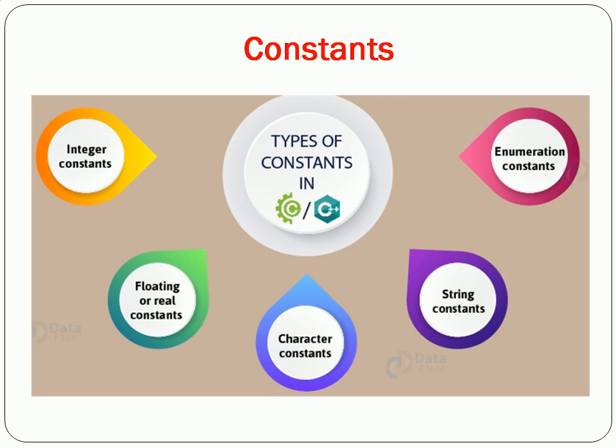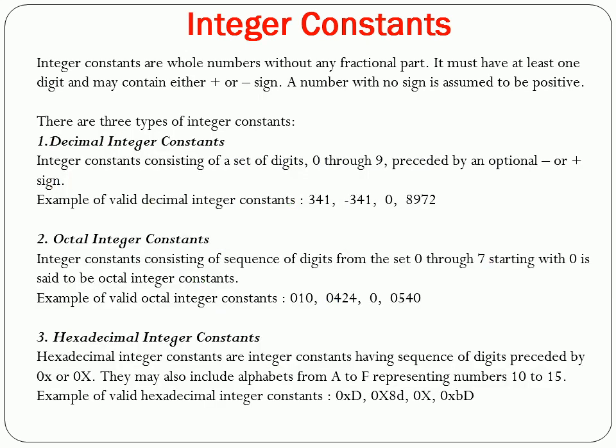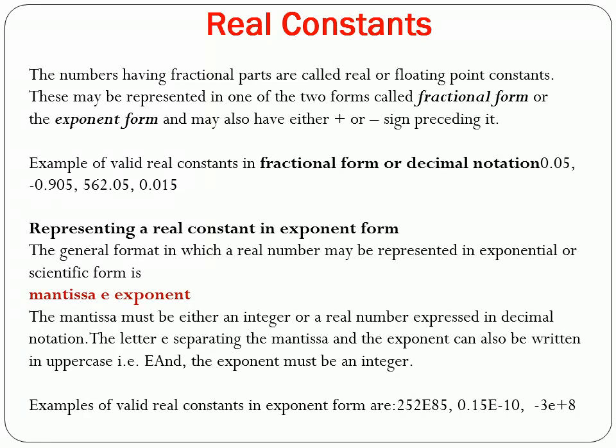In these sessions, we are going to see more detail about integer constant, floating or real constant, character constant, string constant, and enumeration constant. As the name itself suggests, an integer constant is an integer with a fixed value. That is, it cannot have a fractional value like 10.8 or 20.19. We can further classify integer constants into three types, namely decimal integer constant, octal integer constant, and hexadecimal integer constant.